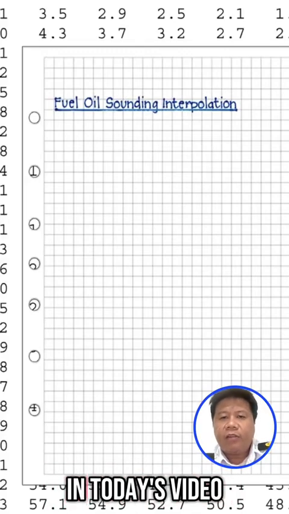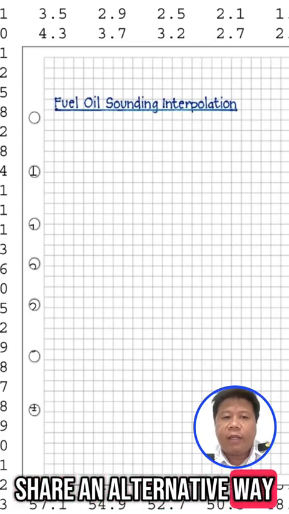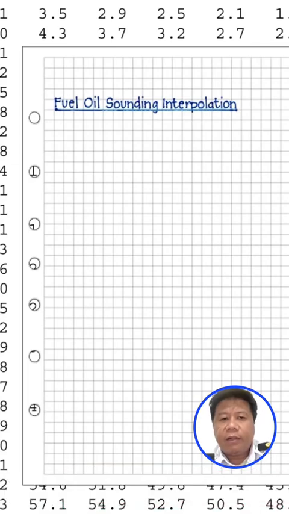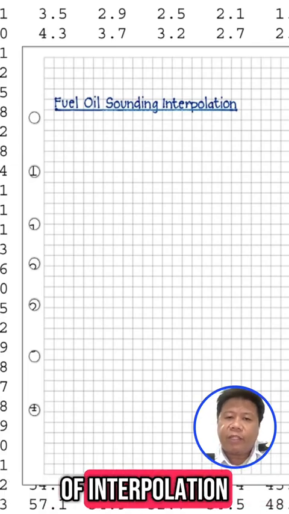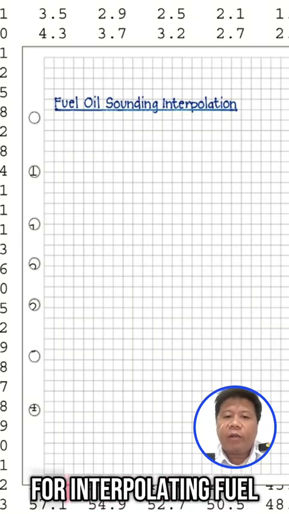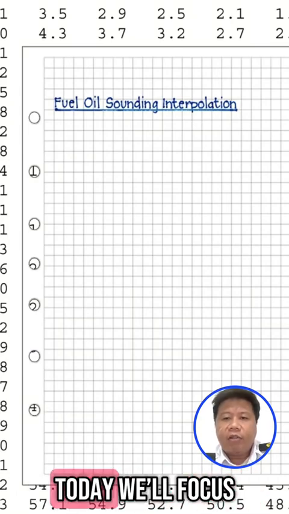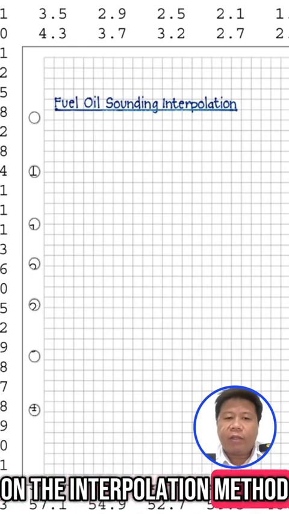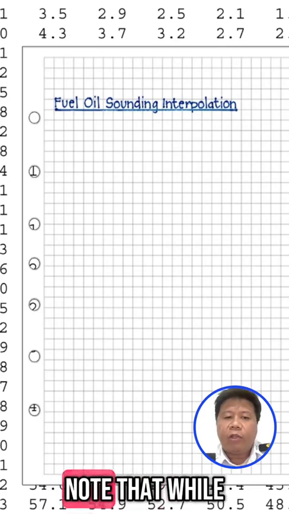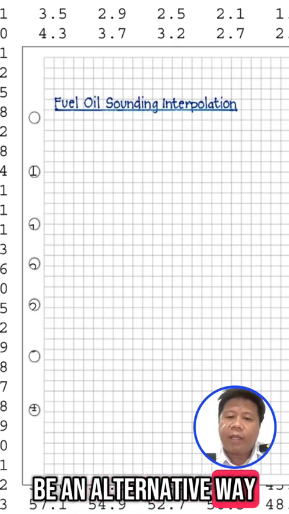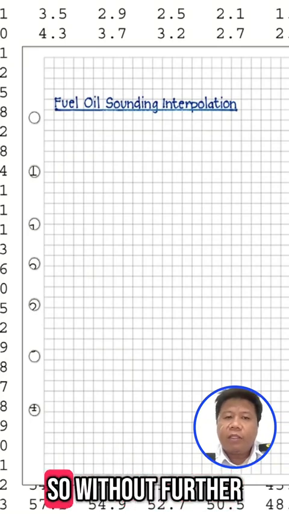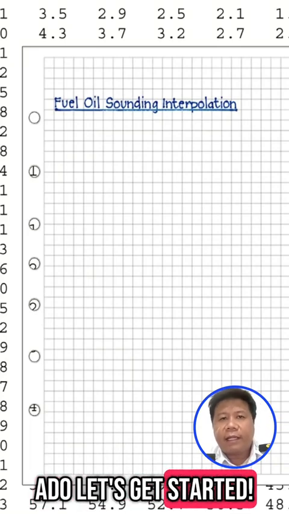In today's video, I want to share an alternative way to interpolate fuel oil bunker levels using a scientific calculator. If you're curious about the purpose of interpolation, please check out my previous video where I explained the manual method for interpolating fuel oil soundings. Today, we'll focus on the interpolation method using the statistic function of a scientific calculator. I want to note that while this method may be an alternative way, what is considered easy and efficient can be subjective. So without further ado, let's get started.